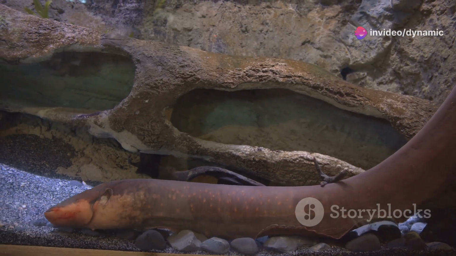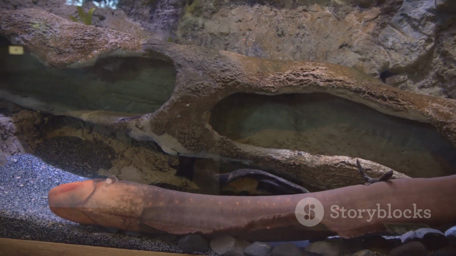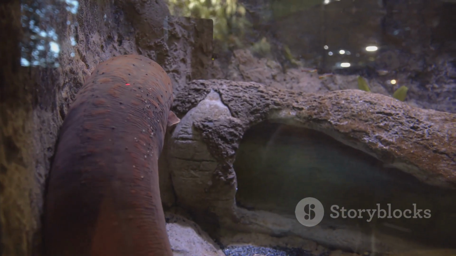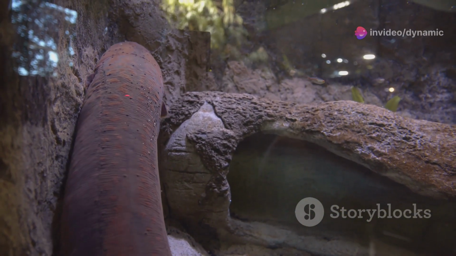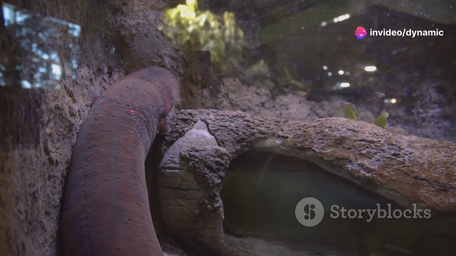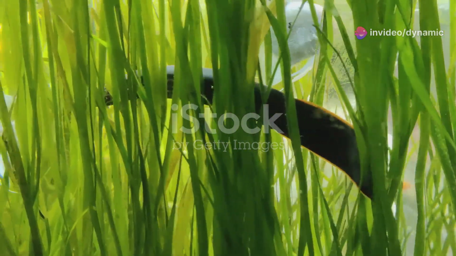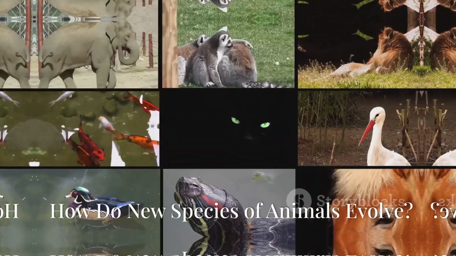The electric eel is another example of a unique genetic adaptation. This remarkable fish has evolved specialized cells called electrocytes that generate electric charges, allowing it to produce powerful electric shocks. These shocks are used for hunting prey, self-defense, and communication.